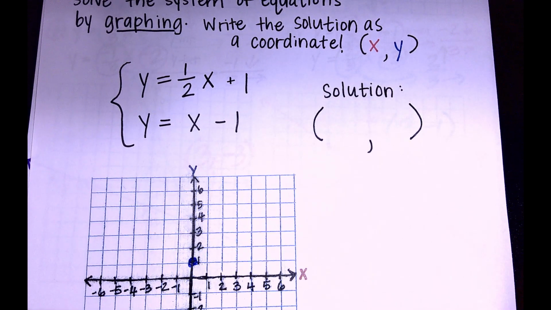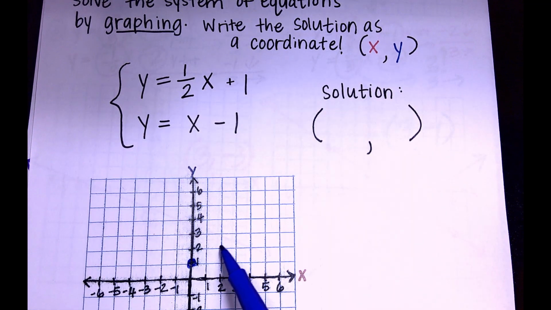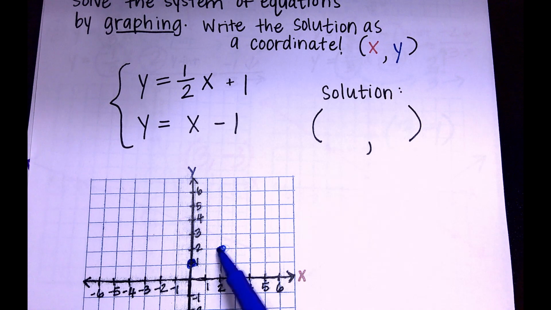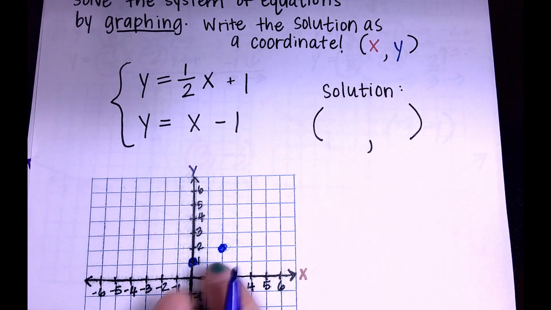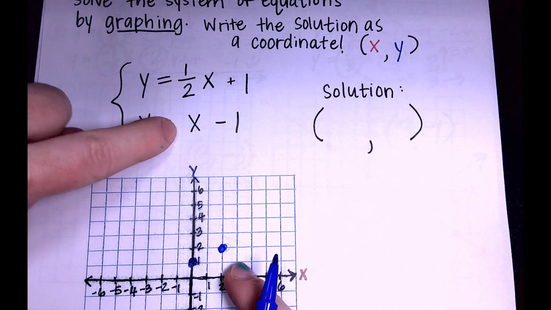And where would I go from there? Up 1. Yep, up 1. To the right 2. Yep, up 1 over 2. Okay, so I've got these 2 points. Now, something that's going to help with this exit ticket in particular, because we're dealing with small slopes.